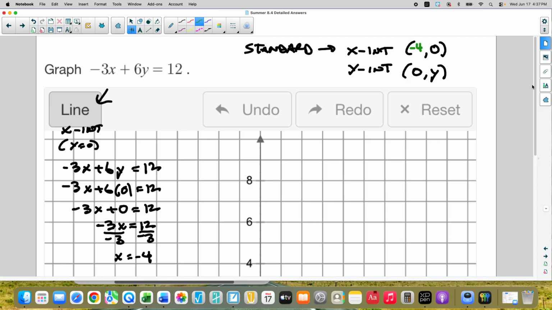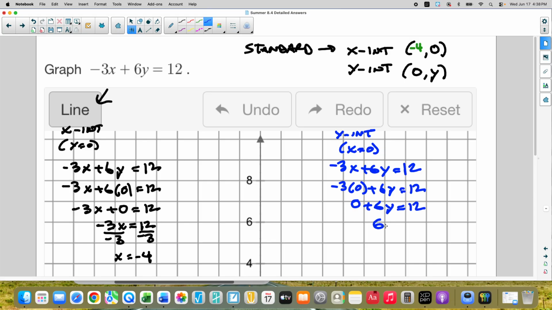If I want to find the y-intercept, I'm going to substitute. I'm going to do the same thing that I did over here. To find my y-intercept, I'm going to plug in 0 for x in the same equation, -3x plus 6y equals 12. We're going to plug in a 0 for x. -3 times 0 is 0. 0 plus 6y is 6y. Divide by 6. Y equals 2.